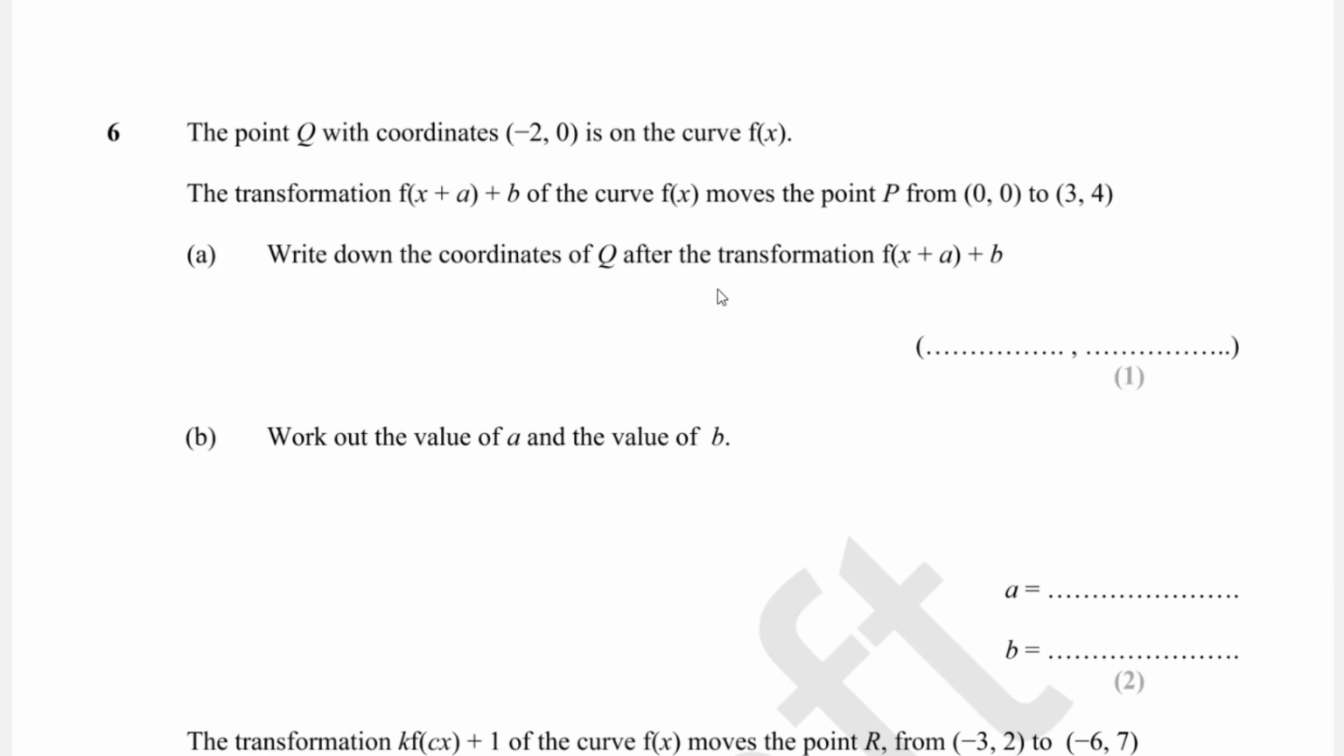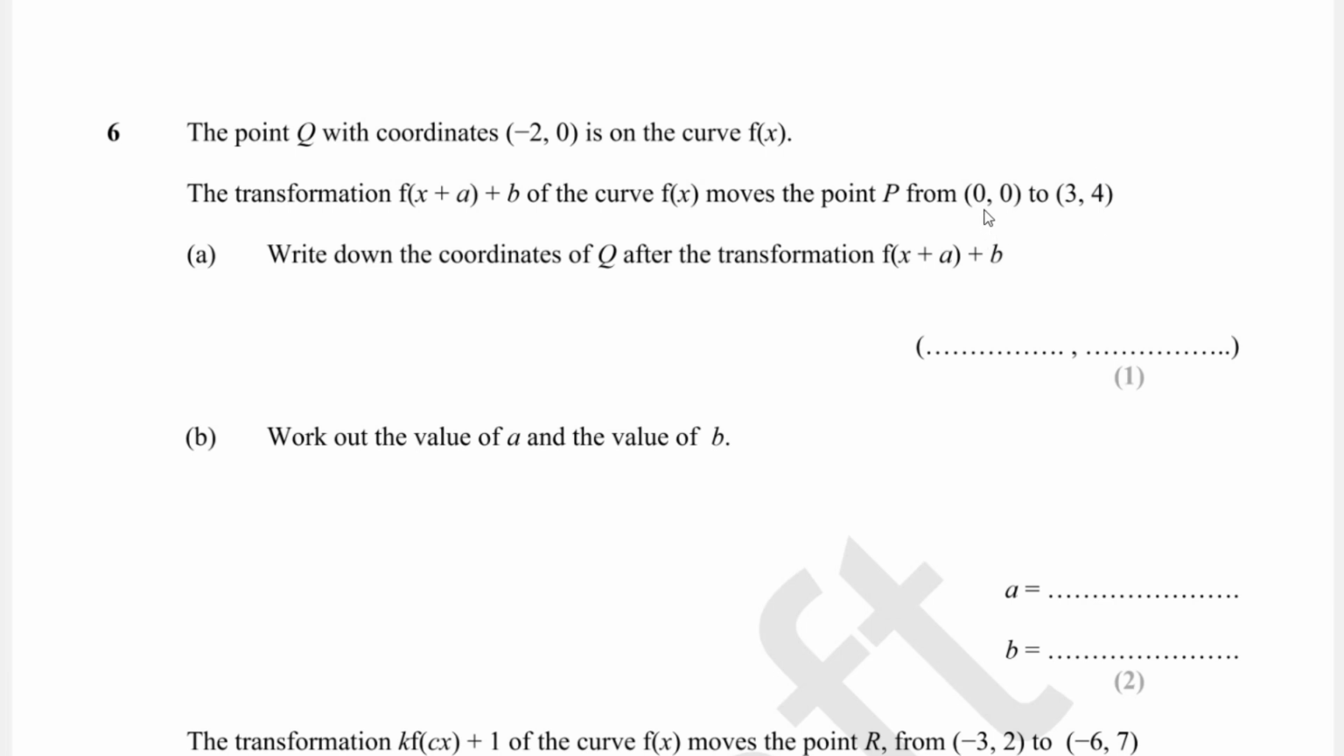Question 6. The point Q with coordinates -2, 0 is on the curve f of x. The transformation f of x plus a plus b of the curve f of x moves the point P from 0, 0 to 3, 4. Part A. Write down the coordinates of Q after the transformation f of x plus a plus b.